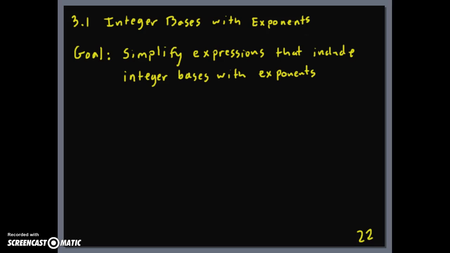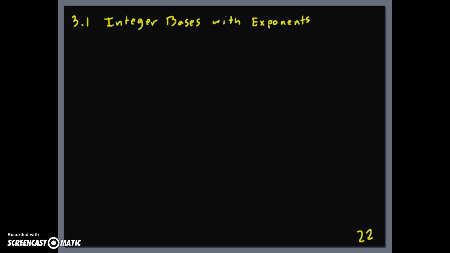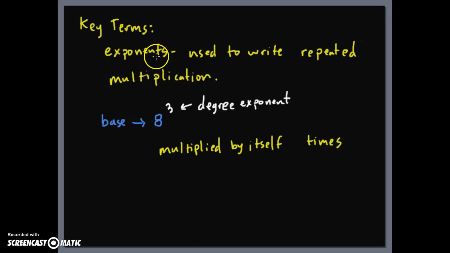Actually 6, I think. There's really only one key term that we need to discuss, and that is the definition of what an exponent is. And we use exponents to write repeated multiplication. So it's used to express repeated multiplication. So if you look at this example below, we've got 8 to the third power, where 8 is the base number and the exponent is 3.